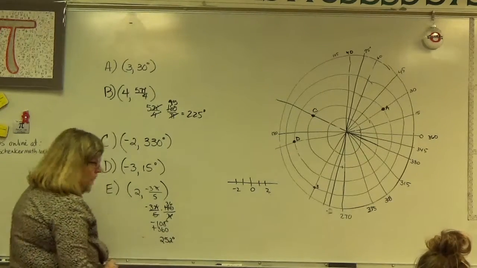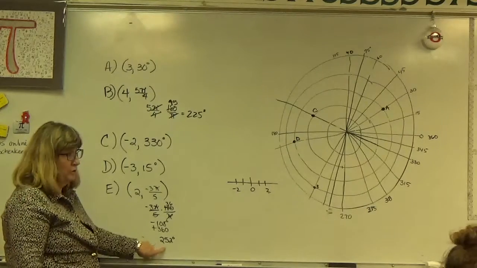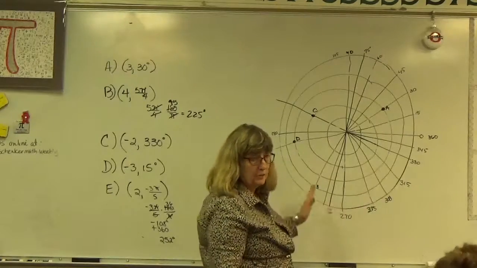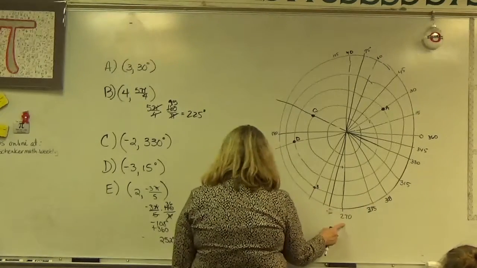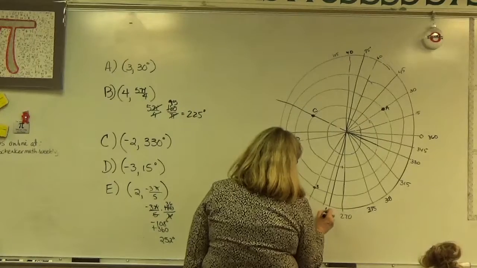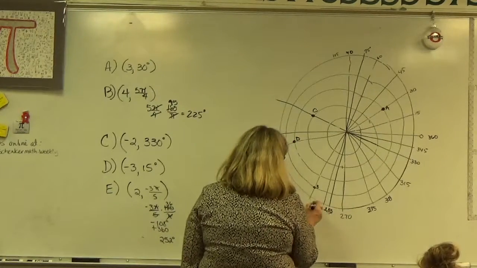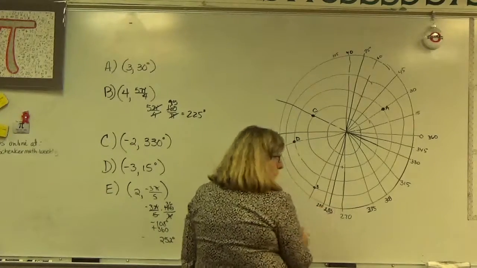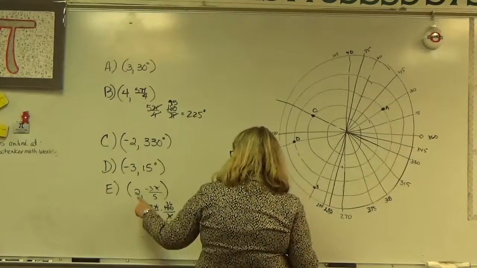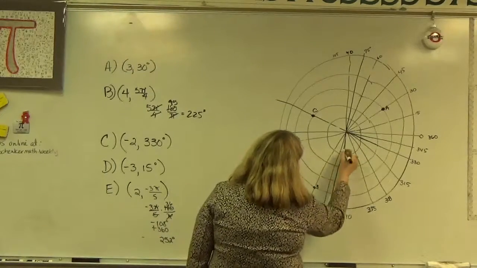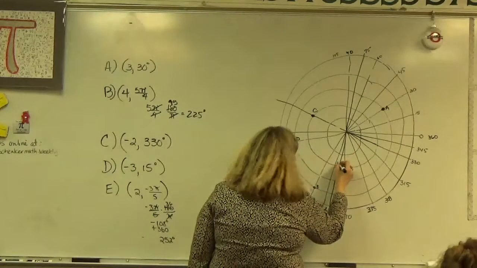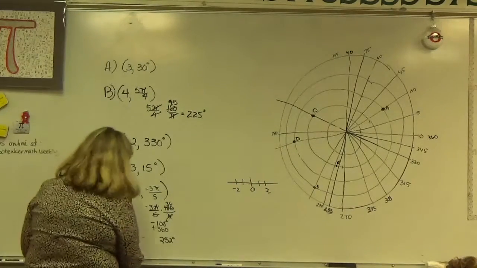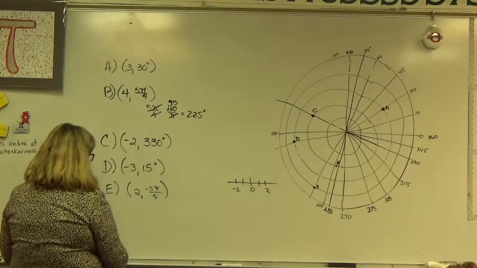252? So I want to graph 2 and 252. So now 252 doesn't land directly on a 30 or 15 degree thing. Here's 270. What would be this next one? 255? And the next one would have been a 240. Yeah. So 252 is going to be somewhere in between. So you just estimate it. And I'm going out 2 radiuses. 1, 2. So that would be E. And that's it for that one.